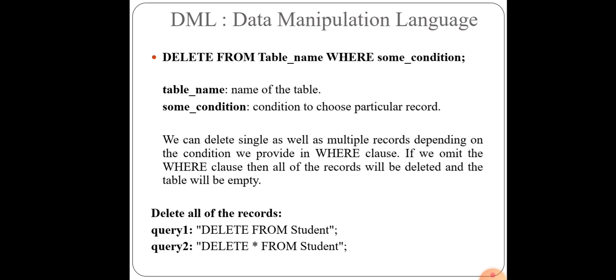So if you have written delete from student where roll number is equal to 1, so the records where the roll number is equal to 1 will get deleted. And if you simply write delete from table name, then all the records from those table will get deleted.